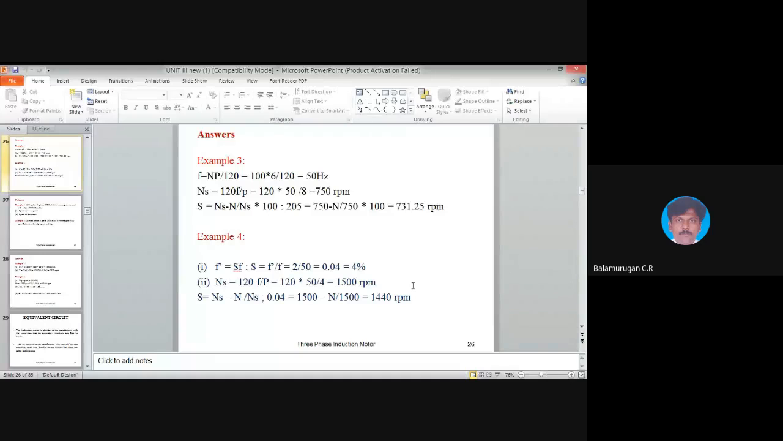So the stator frequency will be 50 hertz, and the rotor frequency will be in terms of 60: it will be 5 hertz, 6 hertz, 12 hertz. So it will be less than the stator frequency.